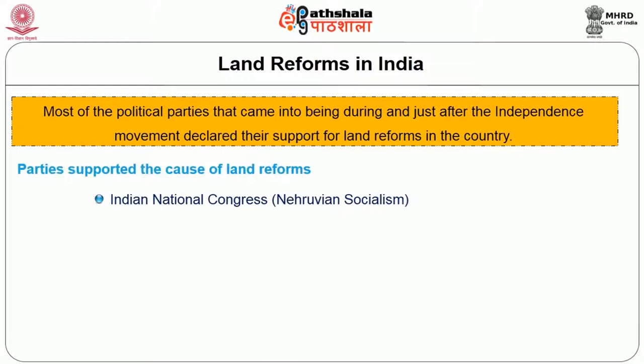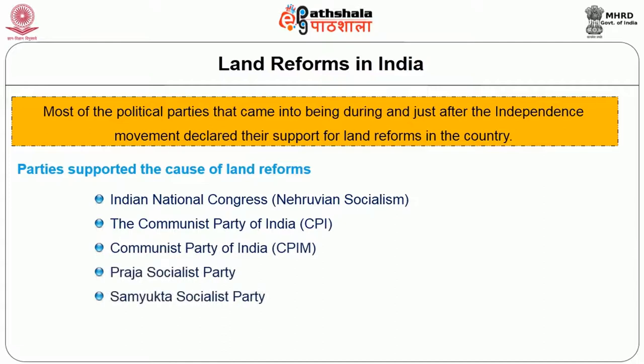The Indian National Congress, an umbrella organization for many competing interests, broadly followed what has come to be known as Nehruvian socialism. The Communist Party of India and the CPIM were influenced by the Marxist ideology. There were other parties which stated their ideological positions as socialists, like the Praja Socialist Party and Samyukta Socialist Party, and they too supported the cause of land reforms.